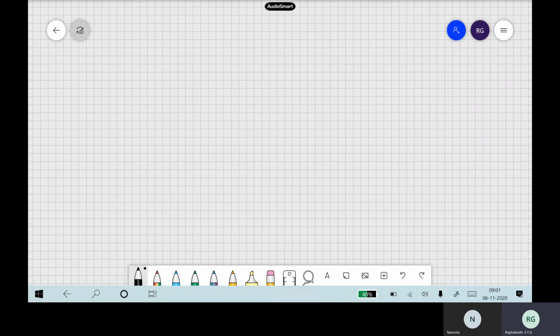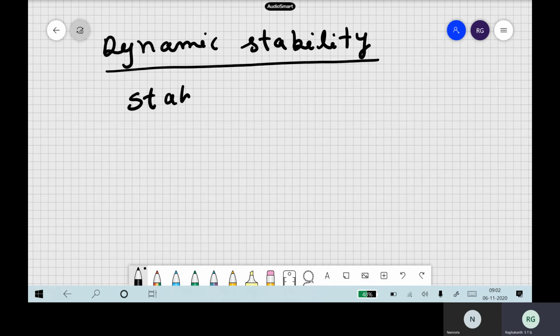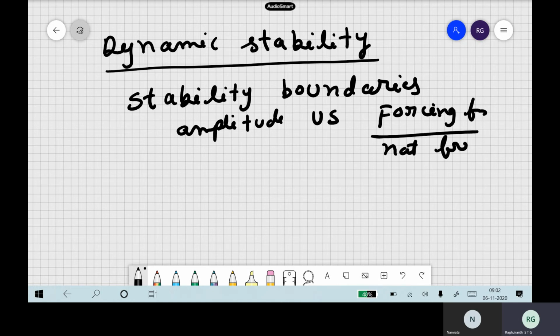Okay. So last class we started this dynamic stability. This is a very important thing. We have to find out the boundaries. Mainly, in dynamic stability what we are trying to do is find out the stability boundaries, to see which region will be unstable. Here our stability boundaries are defined by the amplitude of the load versus the ratio of forcing frequency to natural frequency.